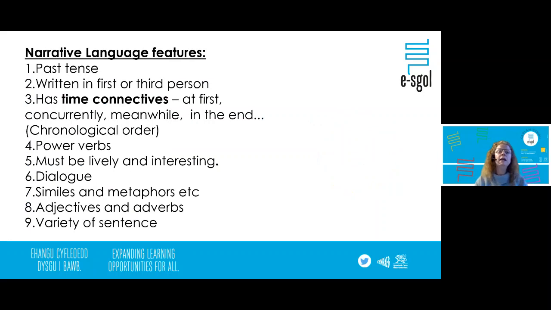What does a story look like? A story is definitely easier in the past tense. Story could be first or third person. That's fine. You could focus on your own experiences or you could describe somebody else's. Either's okay. A story's going to have time connectives. At first, then, next, suddenly, meanwhile. It's going to be in chronological order. You're going to try and make it lively. You might include a tiny bit of dialogue. Don't include too much. You are going to use similes and metaphors still. You're going to think about your adjectives and you're going to vary your sentencing.